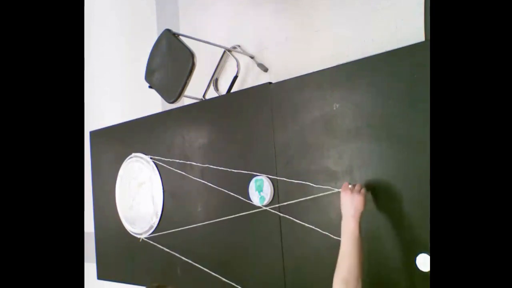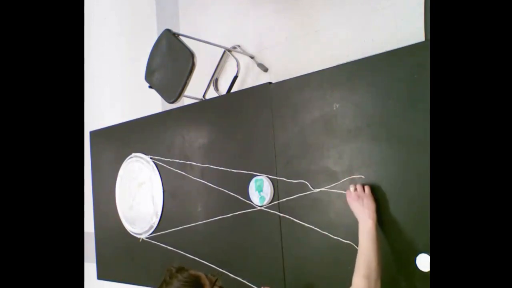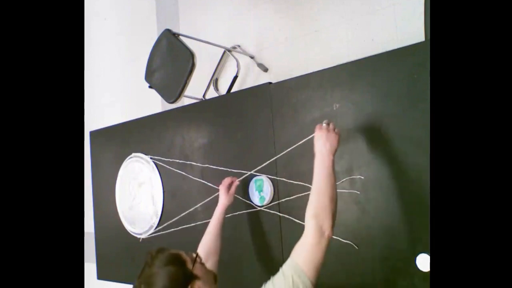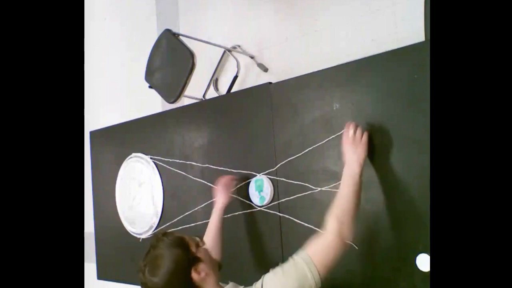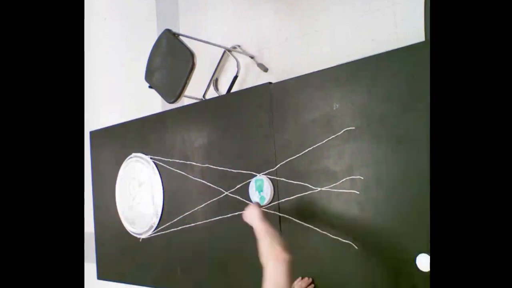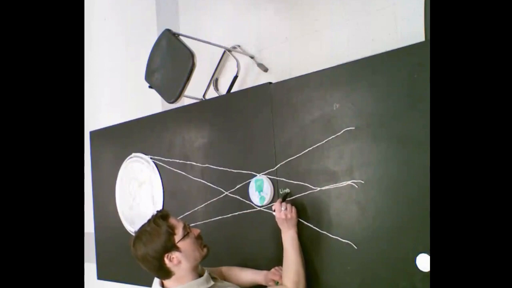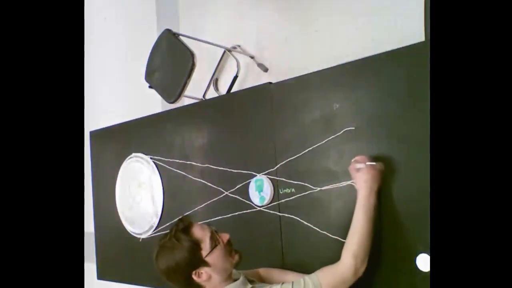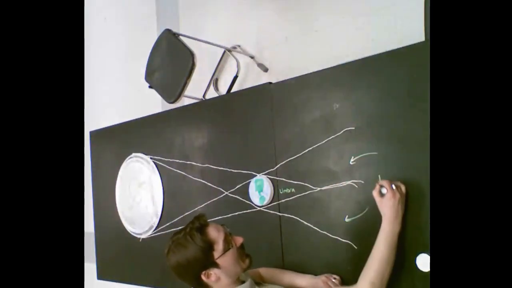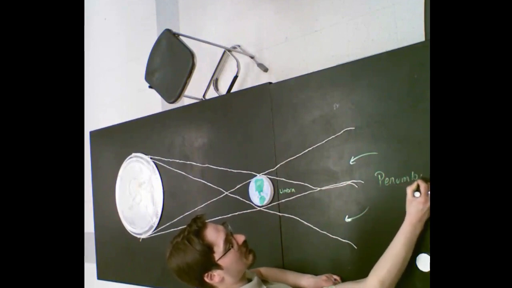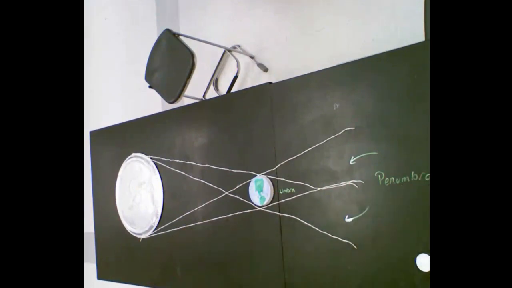And the same thing, light from the bottom of the Sun will travel in all directions, and some of it will hit the bottom of the Earth, and some of it will hit the top of the Earth, and some of it will hit the middle of the Earth. But you get this very unique shape, this kind of M shape. And this here shows the umbra, or the complete shadow of the Earth, and the penumbra. Both of these are the penumbra, which is the incomplete shadow. It's kind of a dim shadow.